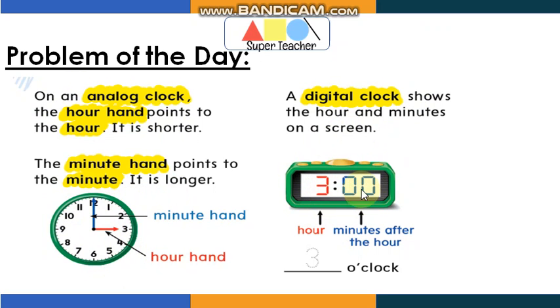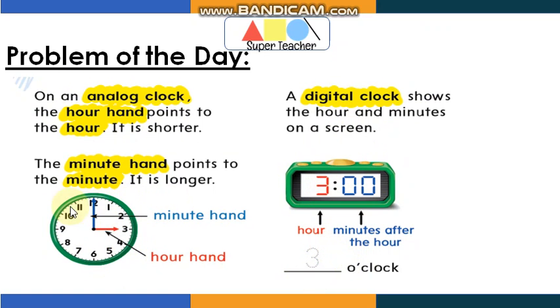Okay, everyone, if you look here, do you see this hand? You're going to look at the short hand first. So the short hand points to number three, and the long hand points to number 12. So everyone, for example, here the short hand points to number 3, as I said to you, right? And the long one to 12 o'clock. So it means the time is 3 o'clock.